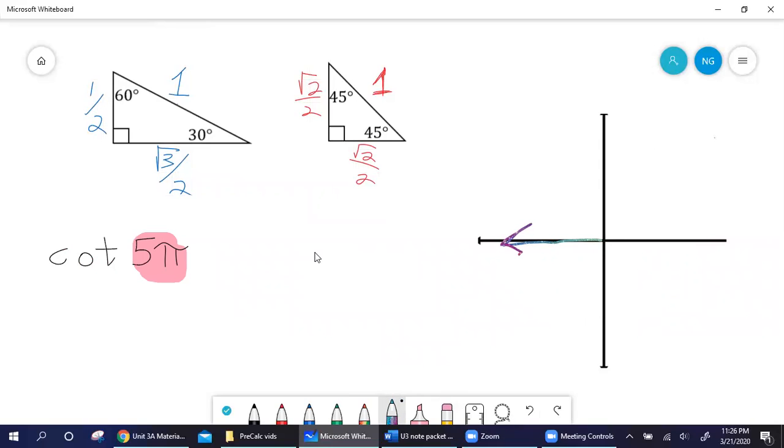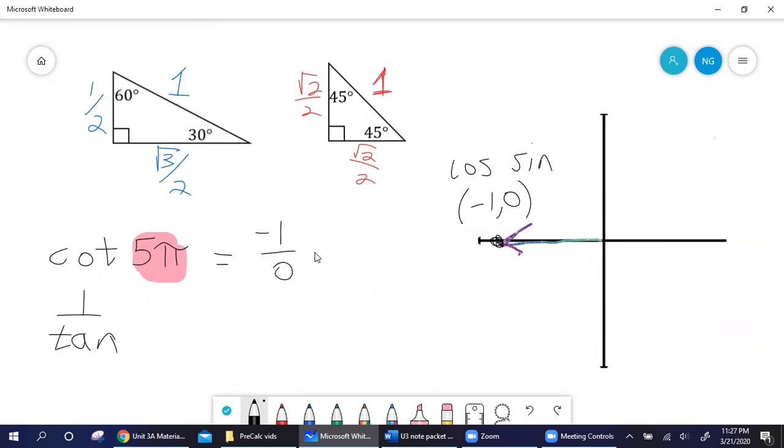over here. Remember, if I'm on an axis, it actually makes life easier. I just look at the coordinates of the point no matter what. Since the spinner has a length of 1, these coordinates are negative 1, 0. Now remember, cotangent is the reciprocal of tangent. So if tangent is sine over cosine, then it makes sense that cotangent would be cosine over sine, which is negative 1 over 0. We can't do that. It's undefined. So the cotangent of 5 pi is undefined.